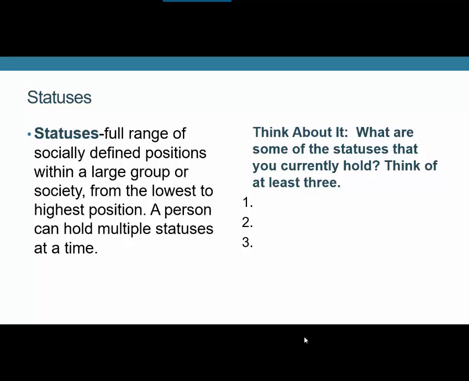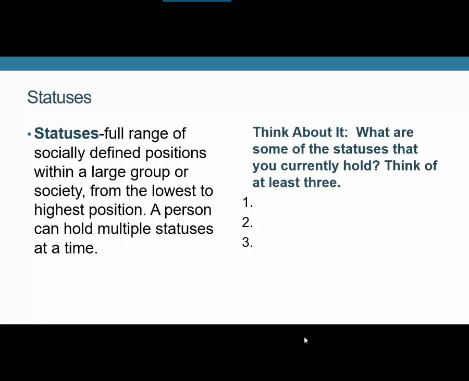So, for instance, I might have the status of being a woman and being African American and being heterosexual and being a lecturer and being a runner and being a dog owner, right? All of these are statuses that I currently hold, in addition to being someone's daughter and people's friend. And I have two younger brothers, so I'm a sister. So you similarly have multiple statuses.